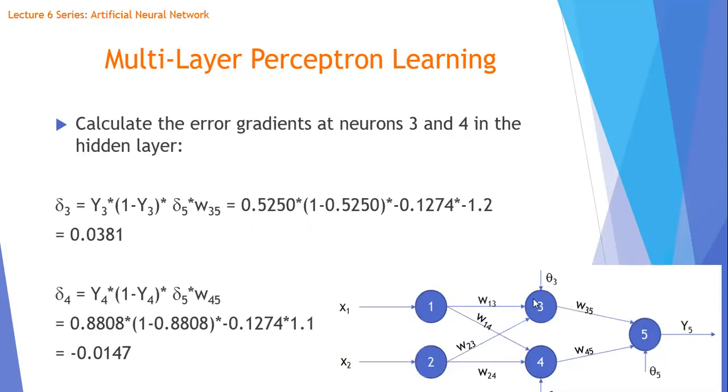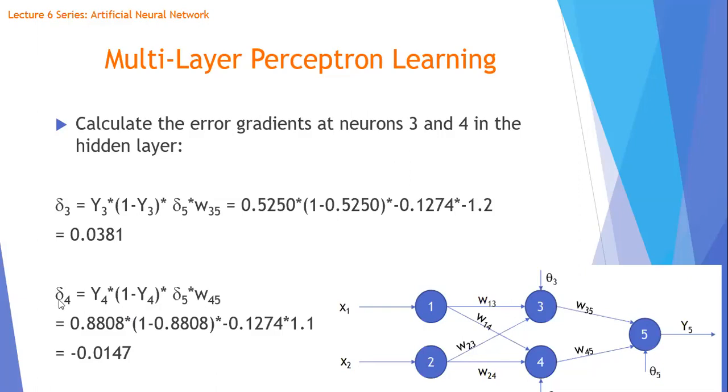Now, to work out delta 3, meaning the error gradient at this neuron in the hidden layer, it's as before, Y3 into 1 minus Y3. But since we don't have E3, we're back propagating the error gradient. In this case, there is only one neuron in the output layer. But if we had more, we would have to back propagate all the various error gradients for the respective weights. In this case, it's quite simple. We're just propagating delta 5 through W35, and we get this value here. That means we get delta 3. Once you get delta 3, you can correct for theta 3, W13, and W23.